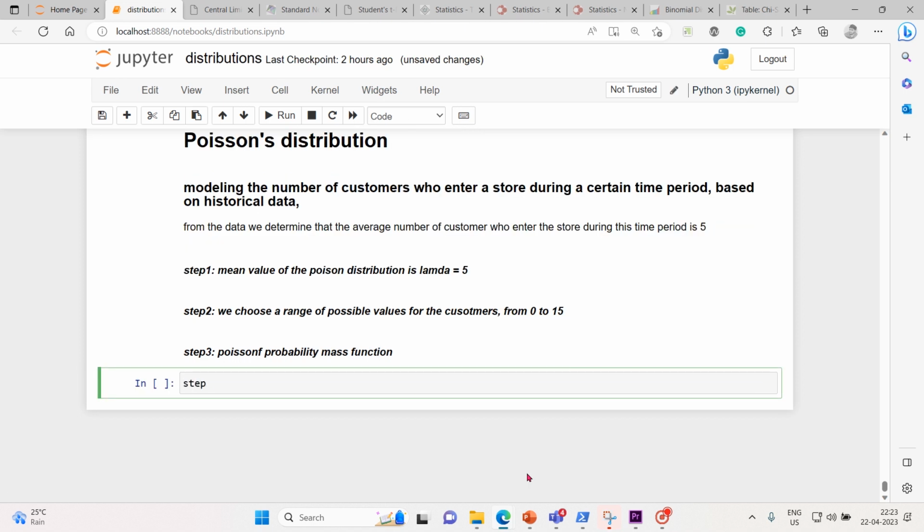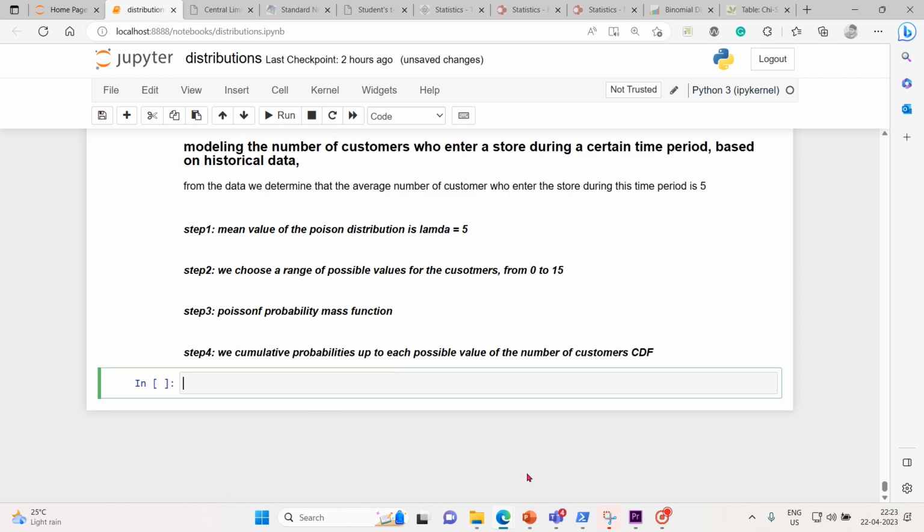Once you have calculated the respective probabilities, now we calculate the cumulative probabilities up to each possible value of the number of customers, which gives the CDF, the cumulative distribution function. So for that we'll take that value as 3. Once that is done, next it's to plot, nothing else. Pretty straightforward. Step 5 is to plot the results.